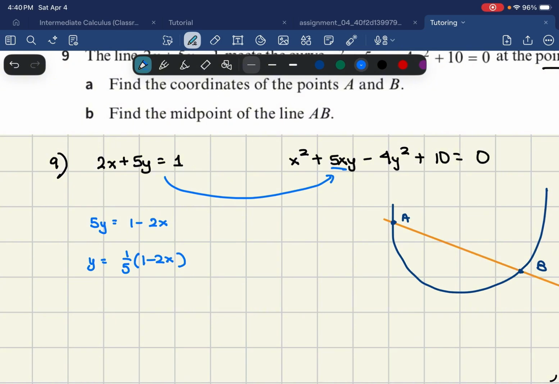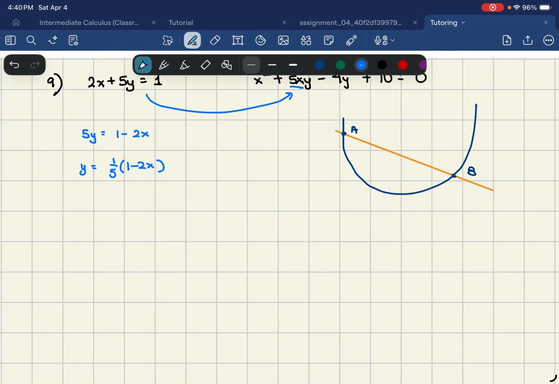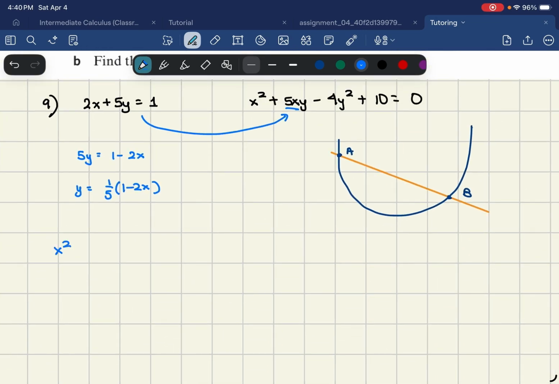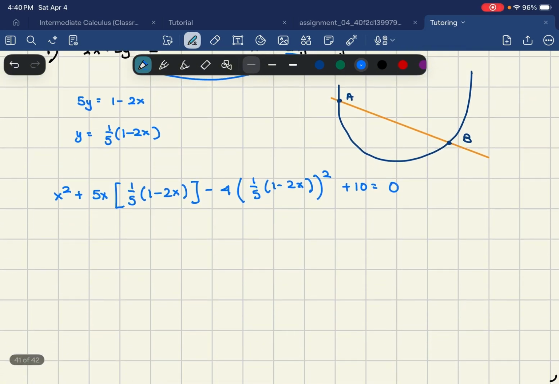So now that we have isolated y, we can substitute into the curve equation, right? So the curve equation says x squared plus 5x, and then I just substitute y. What is y? Y is 1 over 5, 1 minus 2x. Minus 4, y is 1 over 5, 1 minus 2x squared plus 10 equals 0. And now we can just simplify.